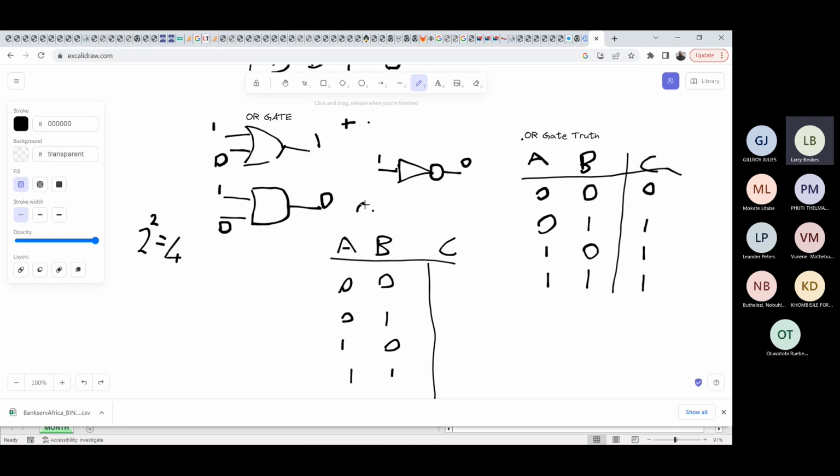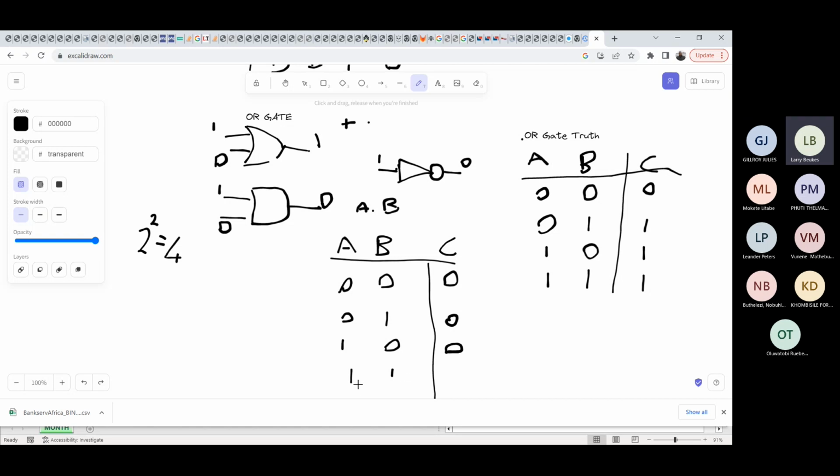You understand? So it can be A and B. They say A and B, but you don't need to write this dot because we know AB is multiplication already. 0 and 0 is gonna be 0. 0 and 1, it will be 0. 1 and 0, it will be 0.